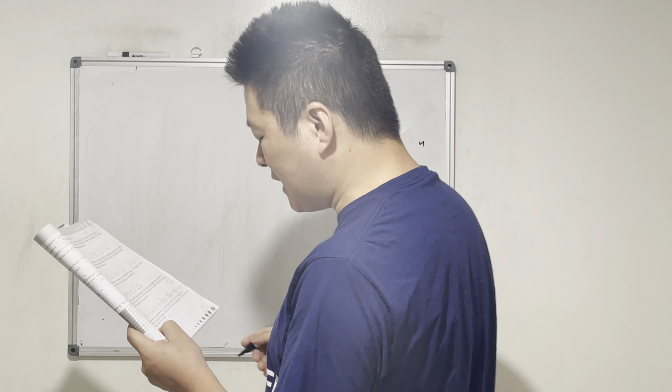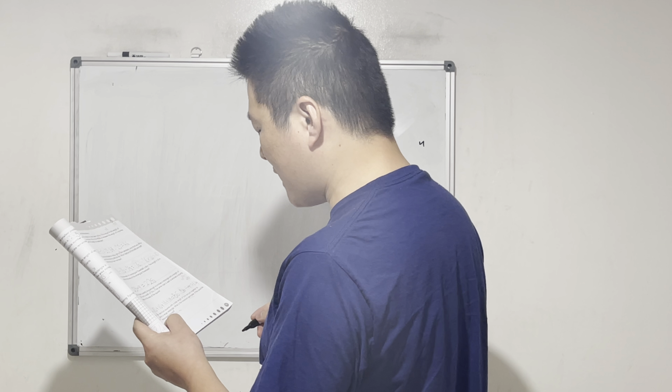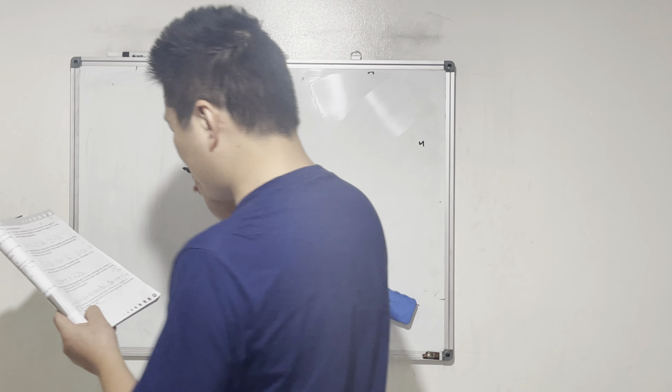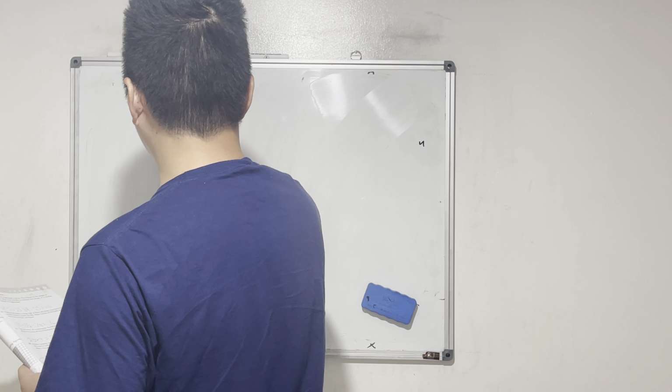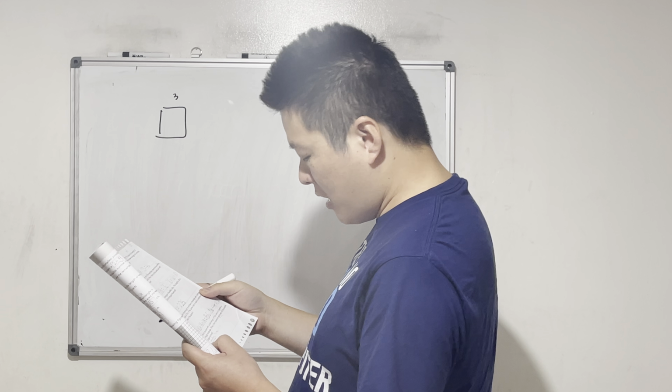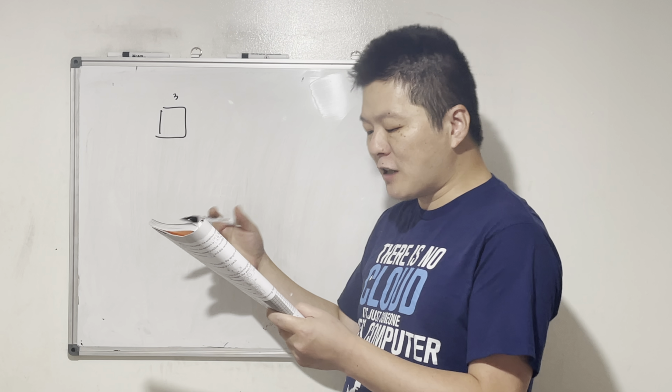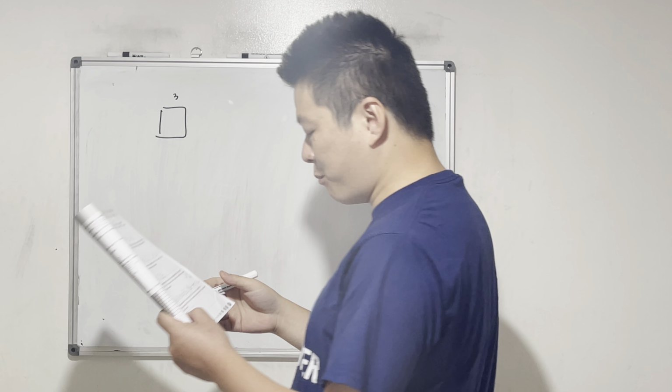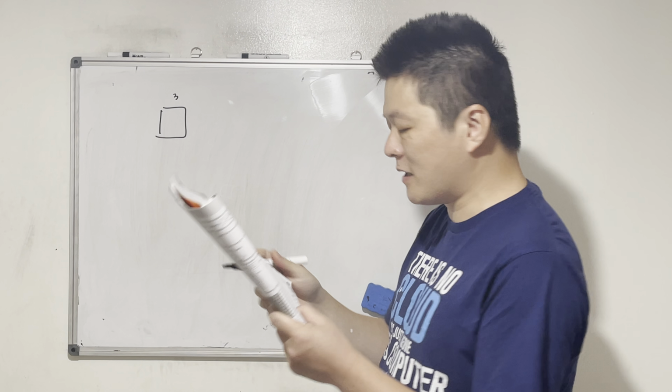So 6 identical squares with side length of 3 centimeters. So 6 squares, okay? Each one with size 3. We want to put them together to form a large rectangle. What's the maximum perimeter?